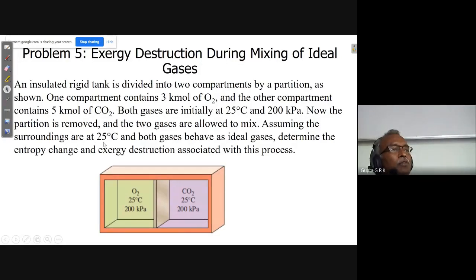Assuming the surroundings are at 25 degrees centigrade, T0 is given, because if I want to find the exergy destruction, I have to find T0 into Sgen. So T0 should be given. S generated I can find from here, and determine the entropy change and exergy destruction associated with the process.